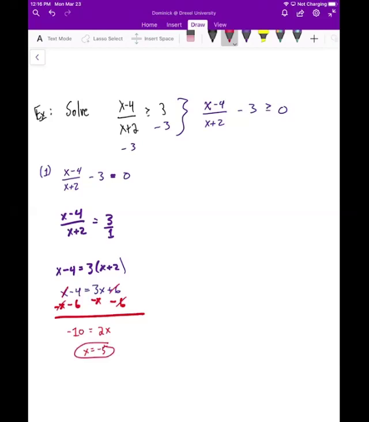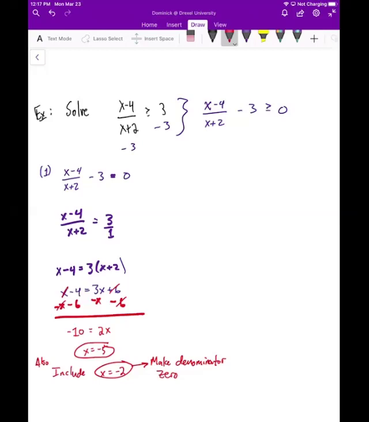Right? Now, in this case, I also need to be careful, and I need to also include x equal negative 2. And of course, why do I include that? Because that would make the denominator 0. So those are my boundary points.